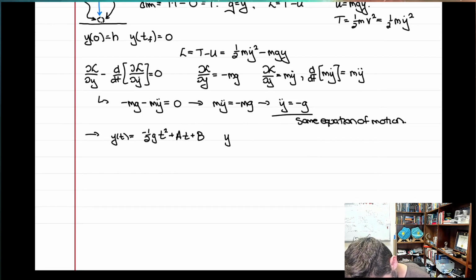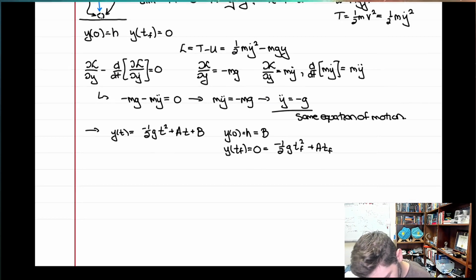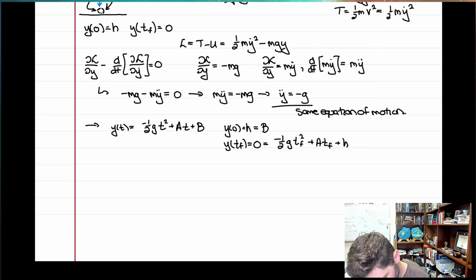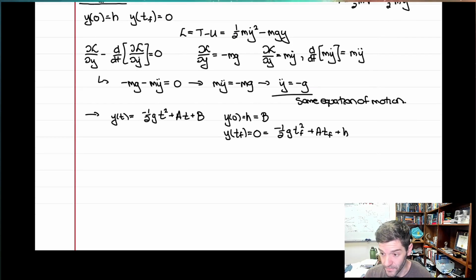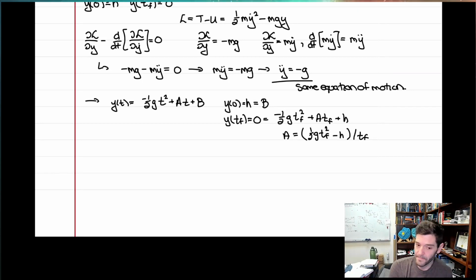For example, I could say y of 0 equals h. So then that says that's equal to b. And then y at some final time equals 0. So then that seems to equal negative 1/2 g t final squared plus a t final plus b, which was h. And then that could get you a as well. It looks like a would be, I guess, 1/2 g t final squared minus h, all divided by t final. It would be some constant, whatever that is, a.